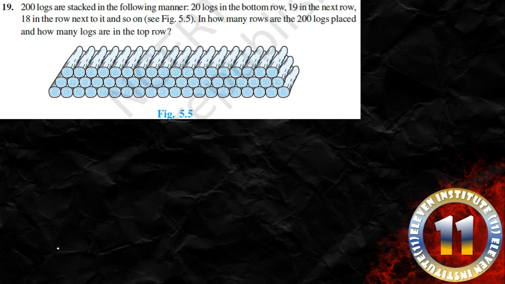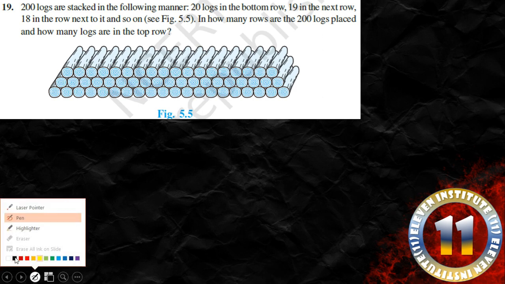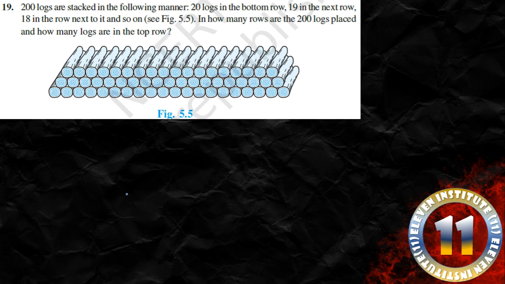Yes, number 19. So again, this is a good sum. I will explain what is written in the question over here to you. See, there are 200 logs actually, and they are placed in rows. This is the first row, and first row has 20 logs. Then the next row has 19 logs. Next row has 18 logs, one less. And by adding all these rows, ultimately we have 200 logs. So this is the sum of all the logs that are present in the rows.